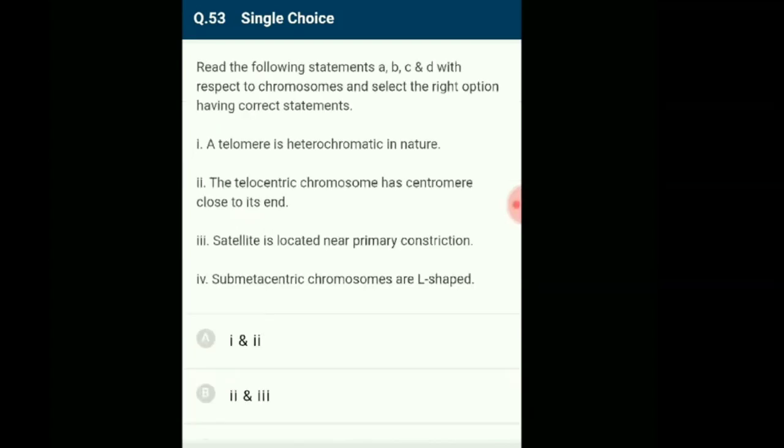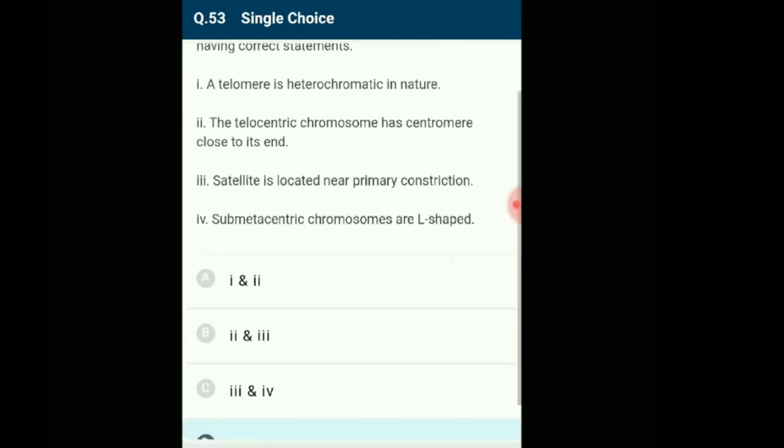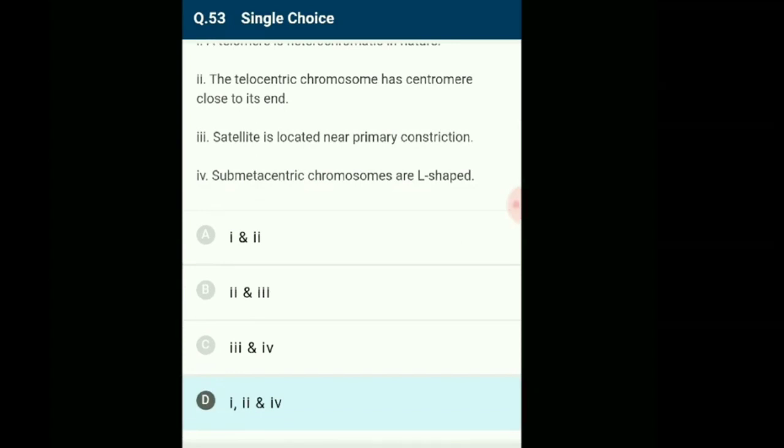Question number 53. Read the following statements A, B, C and D with respect to chromosomes and select the right option having correct statements. In telocentric chromosomes the centromere is at the end of the chromosome, and in acrocentric chromosomes the centromere is near the end. The centromere is present in the primary constriction, and all chromosomes have a primary constriction, but some chromosomes during metaphase also show a secondary constriction that forms satellites. They are present in some chromosomes and help to identify the chromosome from others. So the answer is option D. First, second and fourth statements are correct.